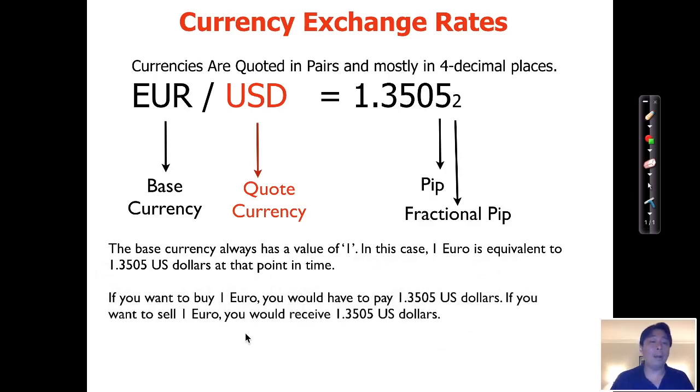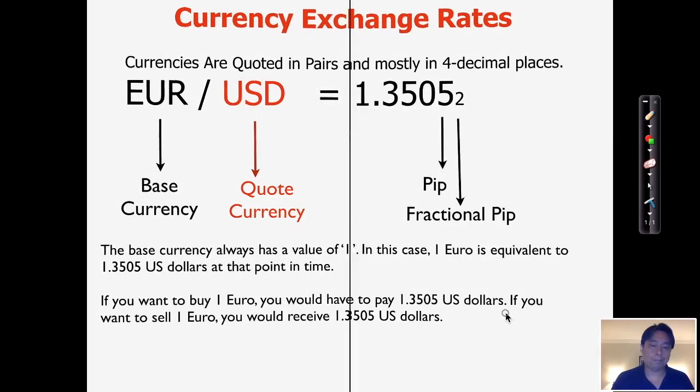In other words, if you want to buy €1, you have to pay $1.3505 US dollars to buy €1. And if you want to sell €1, you would receive 1.3505 US dollars. So that's how you read a currency quote.